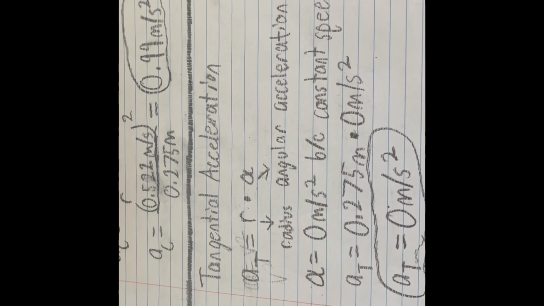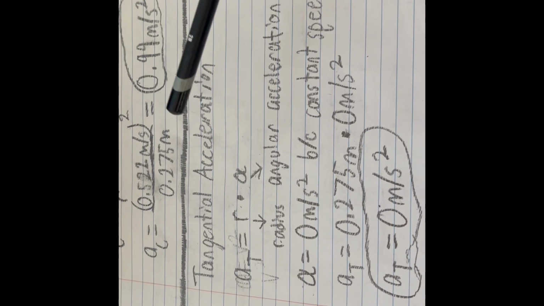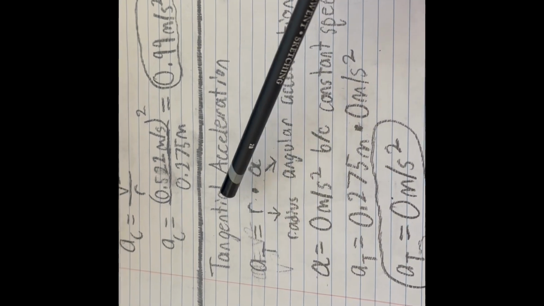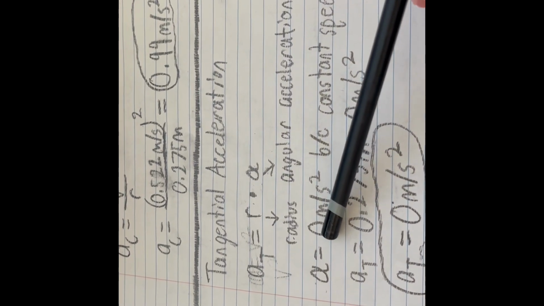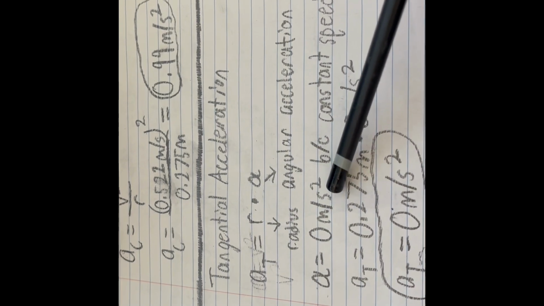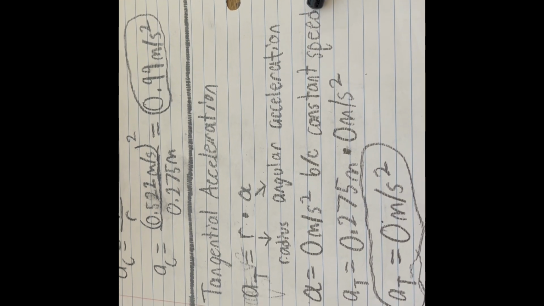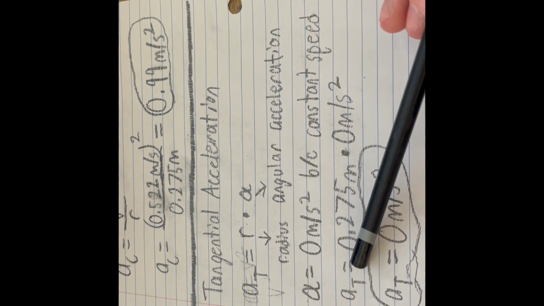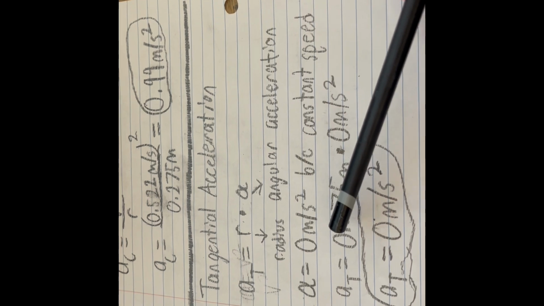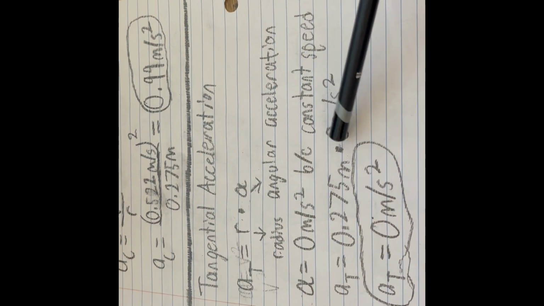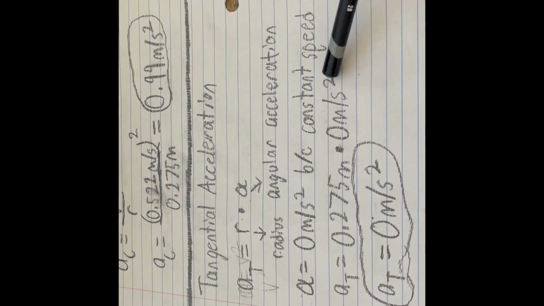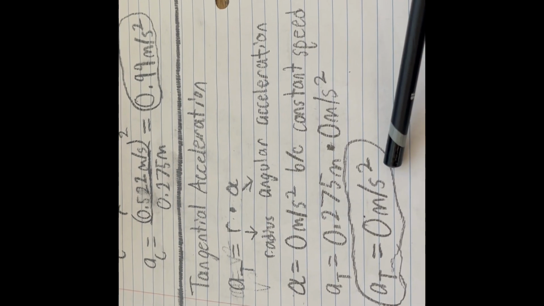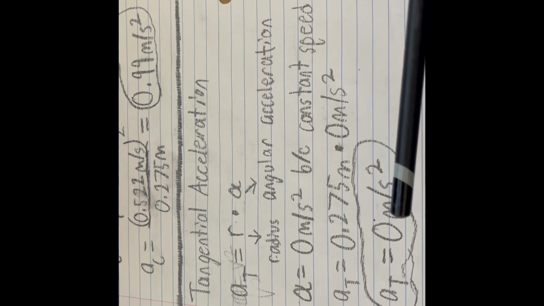And finally, we have tangential acceleration. The tangential acceleration formula is equal to radius times alpha, which is the angular acceleration. But our alpha is 0 because the Lazy Susan was turning at constant speed, so there couldn't have been any acceleration. So the tangential acceleration is 0.275 meters times 0 for the angular acceleration, which gives 0 meters per second squared.